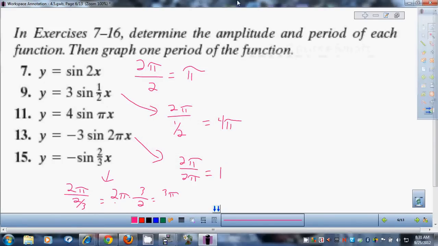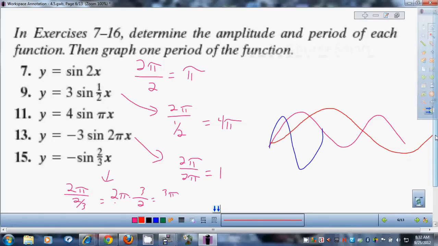Here's how they're going to affect it. If this is our original, this means instead of taking 2 pi to make 1 full revolution, it's only going to take 1 pi. So it's going to go quicker. It's going to make 1 whole revolution in half the time. This one is going to take twice as long, so it's going to stretch it. And similar, all the way across. That is how they are going to affect our function.